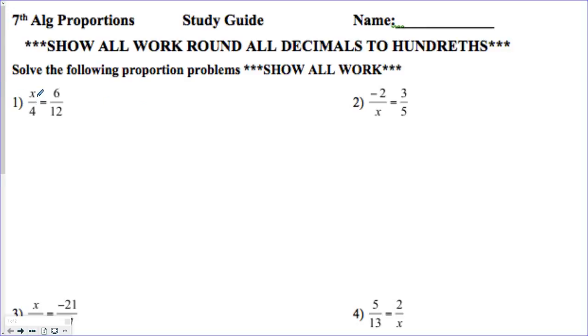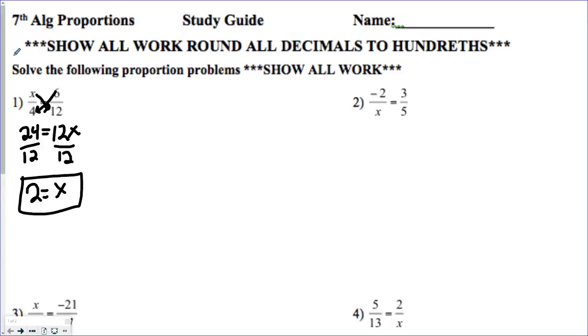So in this case here, cross multiplying means take the top times the bottom. So x times 12 is 12x. And then take the top times the bottom. 6 times 4 is 24, and you keep the equal sign between them. And then how do I solve for this? Well, it's 12 times x, and I want to get rid of the 12, so I divide by 12. And you get 2 is equal to x.